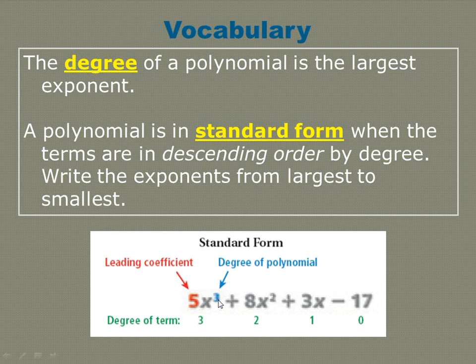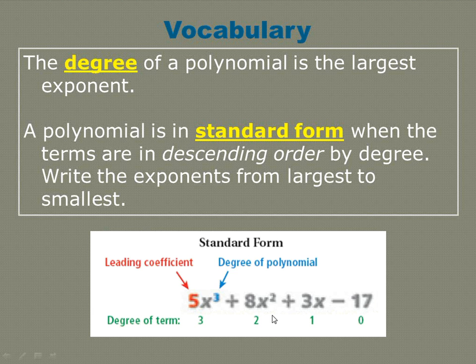The other thing we need to talk about is what standard form means. So a polynomial is in standard form when the terms are in descending order by degree. What that basically means is that you line up each term from the largest exponent down to the smallest exponent. So as you look at this one, the largest exponent is 3, then the next largest is 2, and so on and so on.